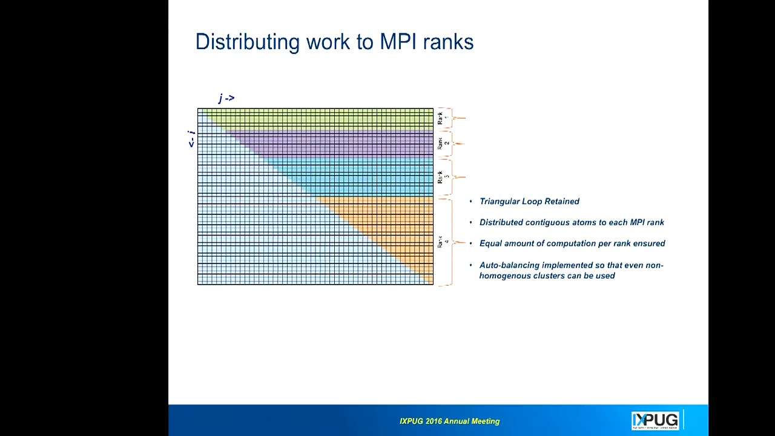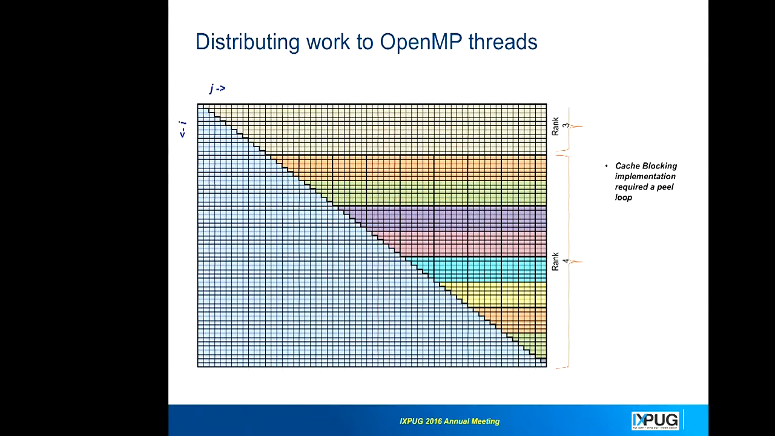Next, we again did cache blocking. If this is rank 4, again 8 threads, 1 thread gets 8 contiguous atoms, and it goes through the J's and then comes back to the first atom, which is processed. This is also for the initial part. It requires a peel loop, but the rest is all a square. This gave us about a 5 to 10% improvement.